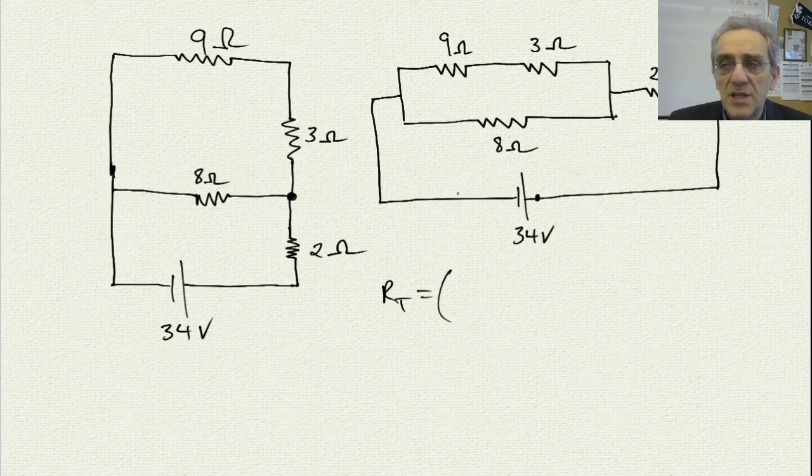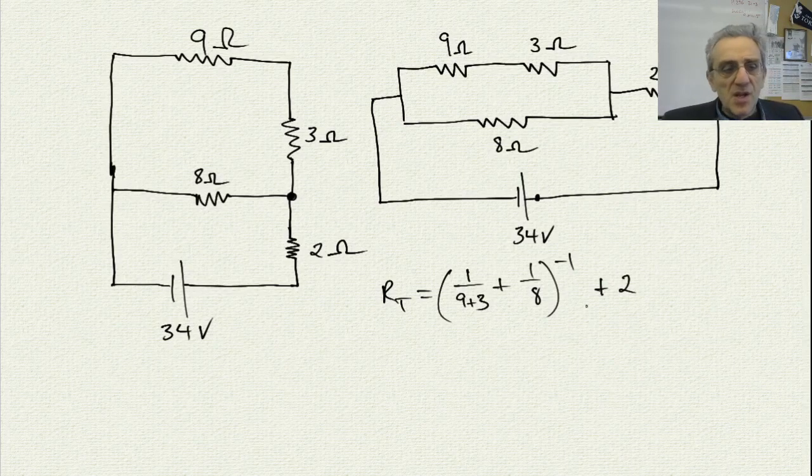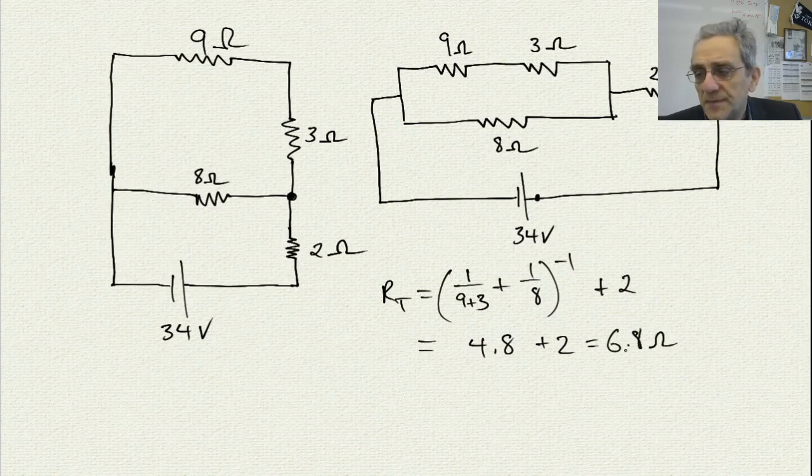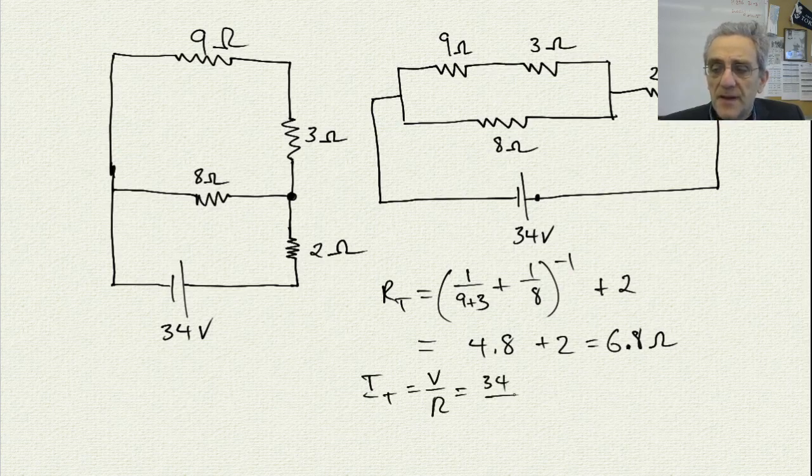That's going to be this section here, so we'll go 1 over 9 plus 3 plus 1 over 8, and we'll reciprocate all that. And then the 2, remember, is in series, so we can simply add the 2 to that. So this gives me a resistance of 4.8 plus 2, which is 6.8 ohms. Okay, now that I know the total resistance, I can get the total current, because all I need to do is go 34 divided by 6.8, and that's going to give me exactly 5 amps.